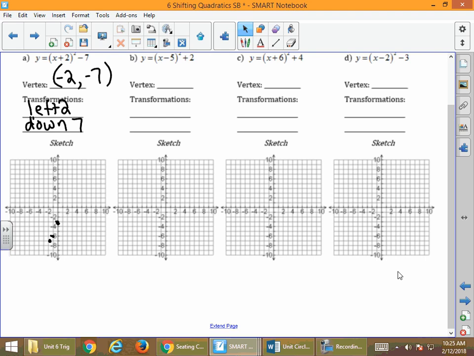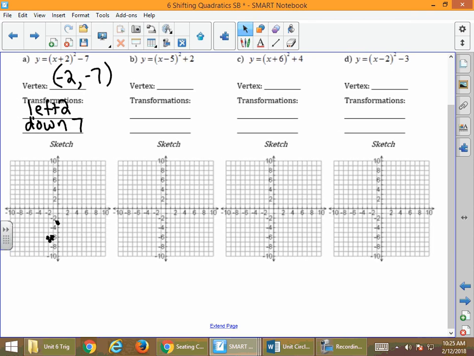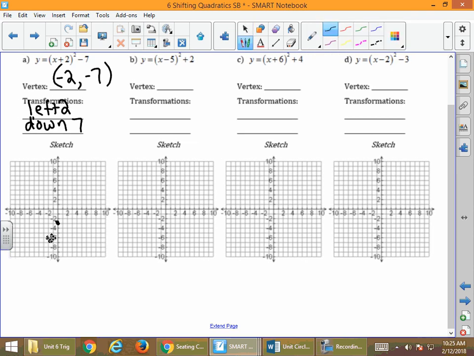So from the vertex, we want 1 space to the right and 1 up. We went 2 spaces to the right and 4 up. So we're going to go the same way, only left. 1 space to the left and 1 up. And we're going to go 2 spaces to the left and 4 up.